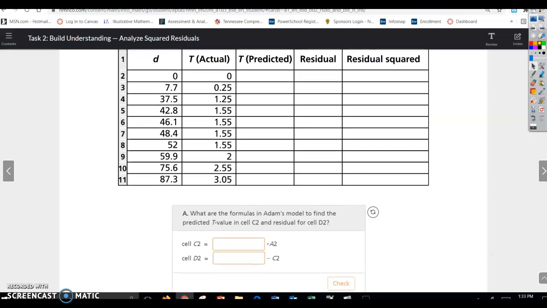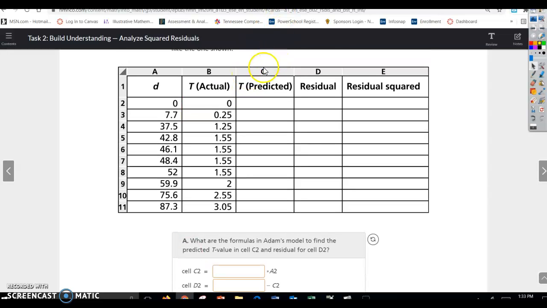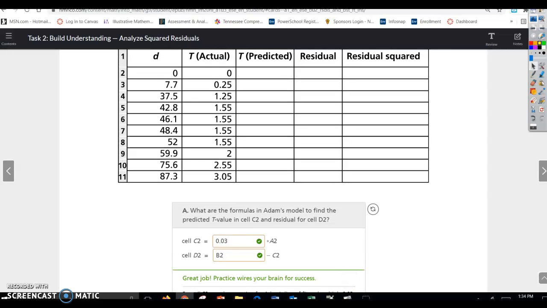All right, so it says, what are the formulas in Adam's model to find the predicted T value in cell C2 and residual for D2? Here's C2, right here. To find that value, we're going to take the equation, 0.03 times A2, which is 0, and plug that in there. For D2, we're going to do B2 minus C2.